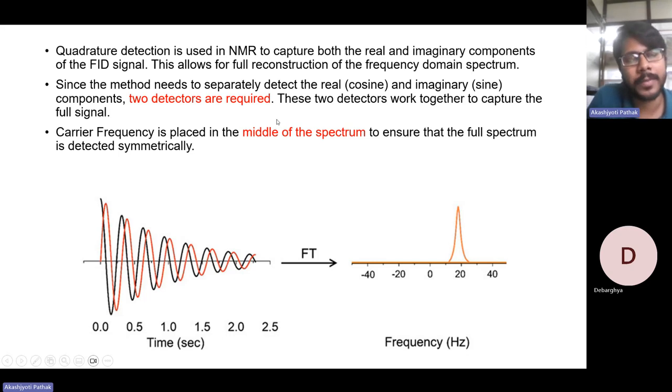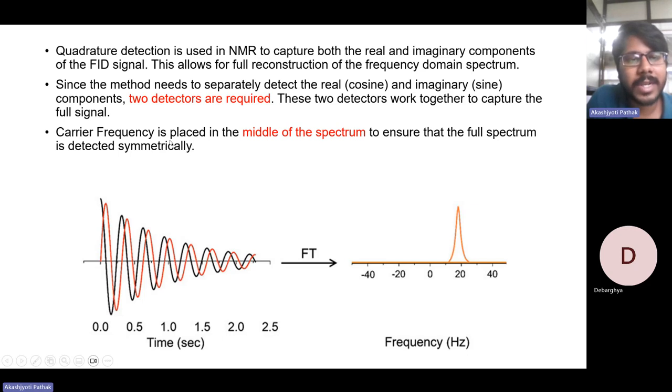So how does this quadrature detector simultaneously detect both the X and Y components? There are two detectors, and these two detectors are orthogonal to each other, so they can detect both the X component and Y component simultaneously, and then this is combined and processed further. This is what we see in the NMR spectrum, or when we are recording the data. These two detectors work together to capture the full signal.